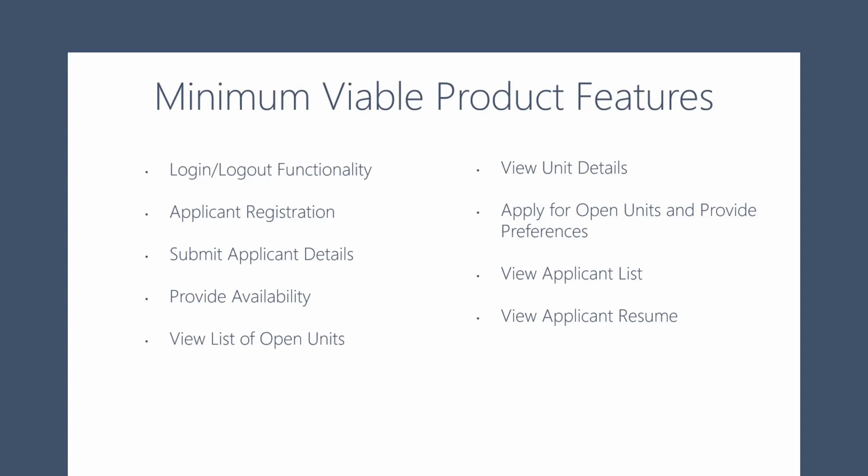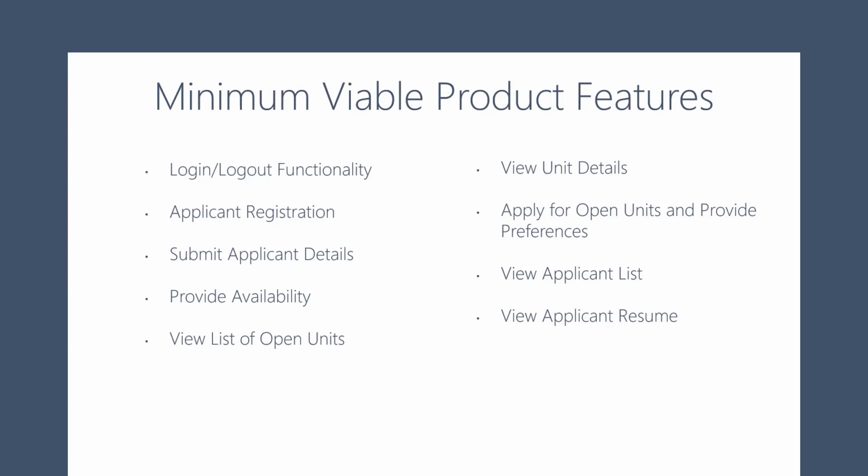Applicant registration, where applicants can easily register on the platform by creating a unique username and password. Submit applicant details. This feature allows applicants to provide all necessary information including personal details, education qualification, and work experience. Provide availability. Applicants can specify their availability for scheduling purposes. View list of open units, where applicants can view a list of open units seeking sessional staff.